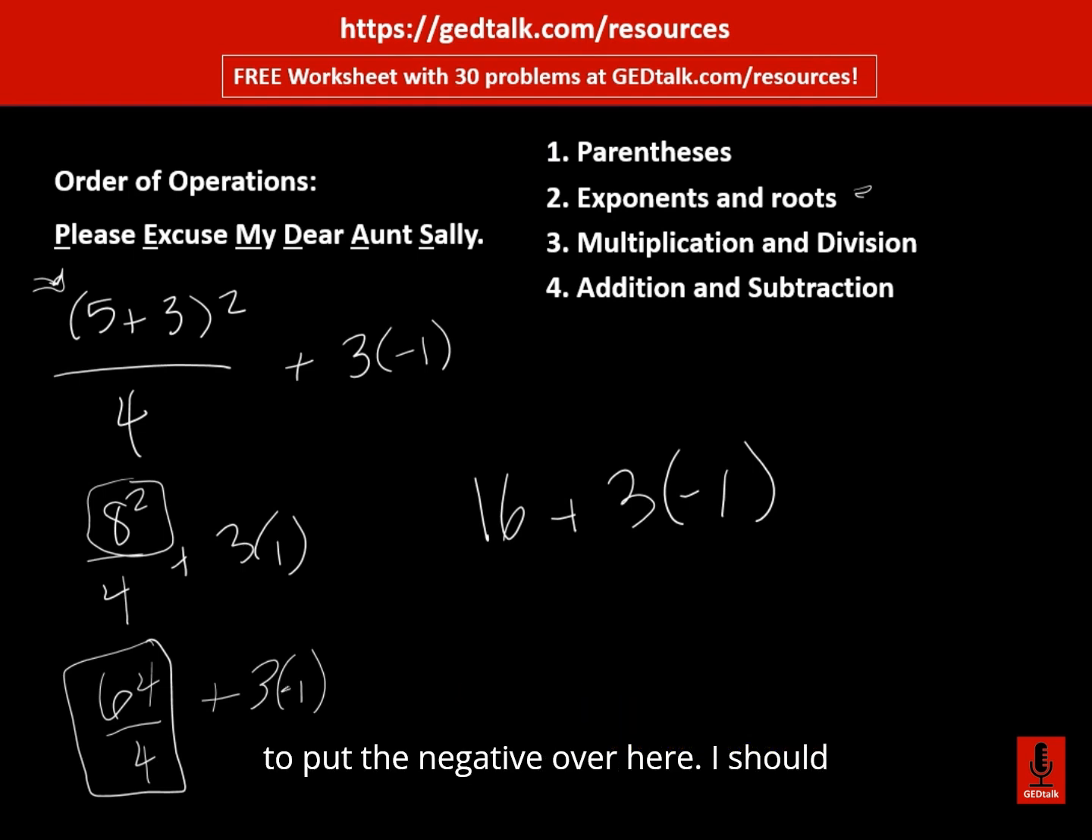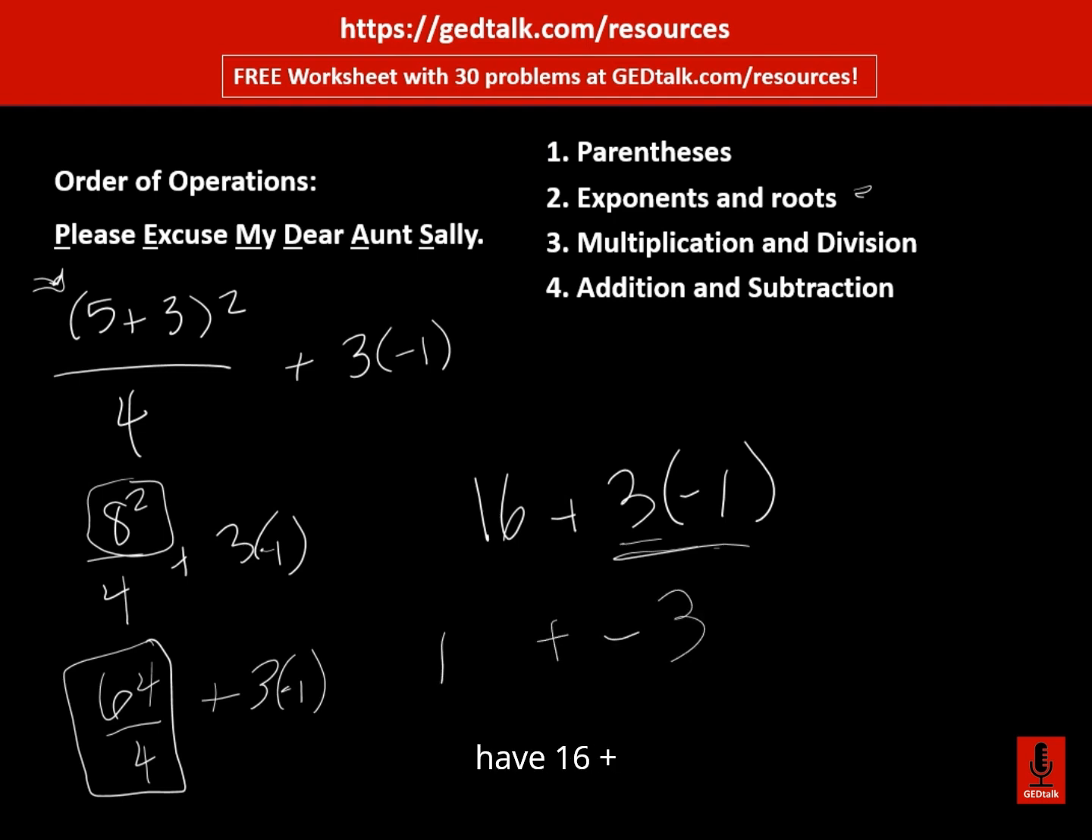And I forgot to put the negative over here. I should have remembered. So now I know, okay, up next is the multiplication, which is happening right here. So 3 times negative 1 is negative 3. So now I have 16 plus negative 3, and that's going to give me 13, folks.